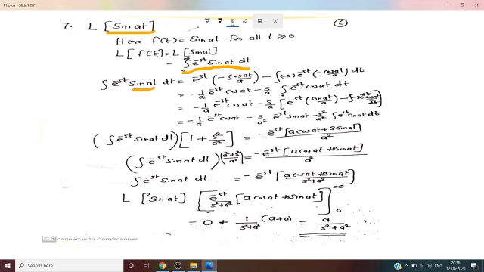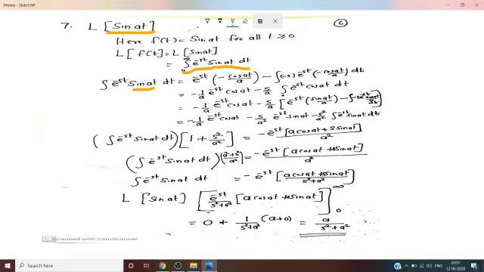That is equal to minus 1 by a e raised to minus st into cos a t minus s by a e raised to minus st cos a t dt. Just we are finding integral of e raised to minus st sin a t. We will give the limits after finding the integral.